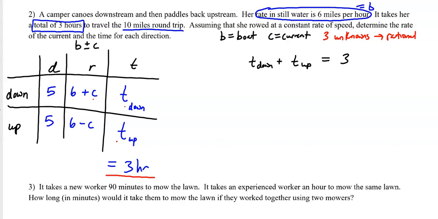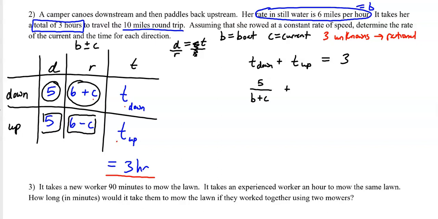Well, I can write an expression for time down and time up using D R T. Because distance equals rate times time, if I want to know the time, I just divide both sides by R. And it looks like time is D over R. So D over R, that'll be that time down. And I'm going to add to that D over R. I don't know why I made that look like a B. It's a 6 for crying out loud. 6. And it equals 3.